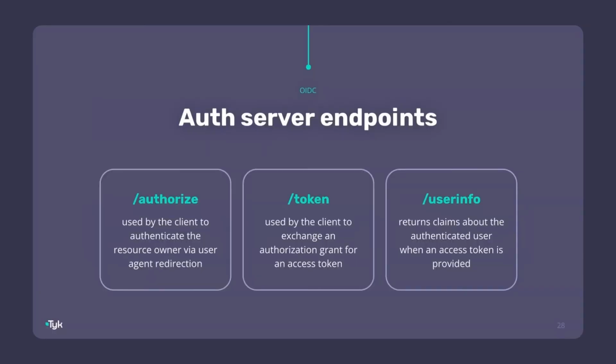Now, if you look at the auth server endpoints, the /authorize and the /token endpoints work pretty much similarly to how they did with OAuth that we saw previously, where /authorize is still used by the client to authenticate the resource owner via the user agent redirection. The /token is still used by the client to exchange an authorization grant for an access token. What is new, however, in this case is the /userinfo endpoint. What that does is that it returns claims about the authenticated user when an access token is provided. This is where the authentication aspect comes into play once again.